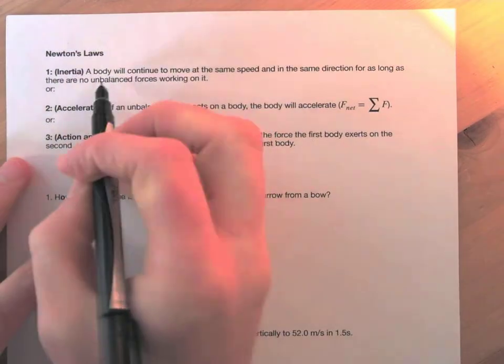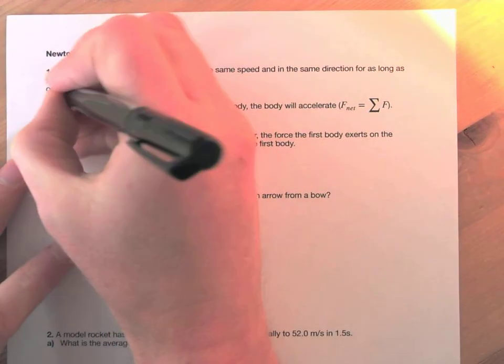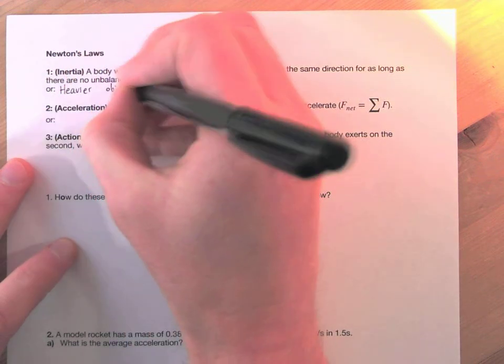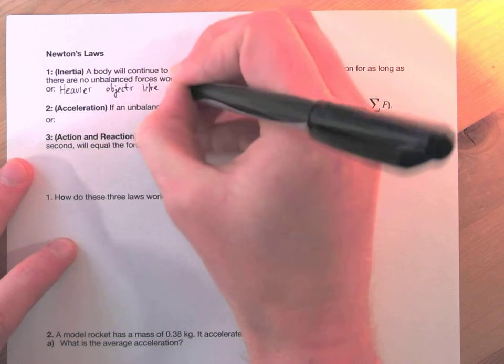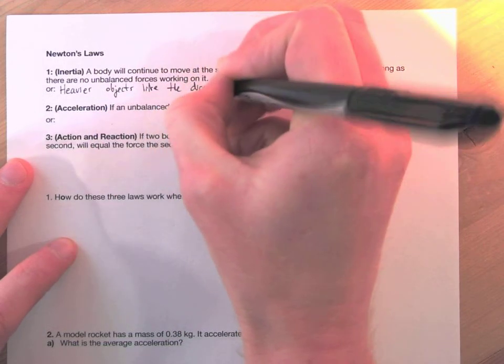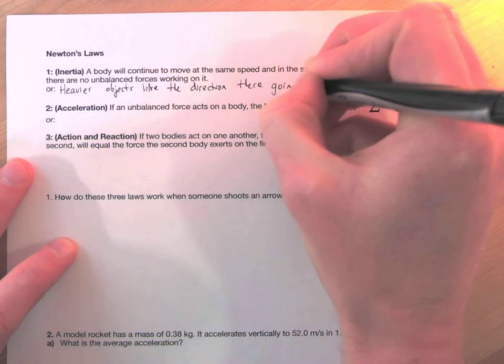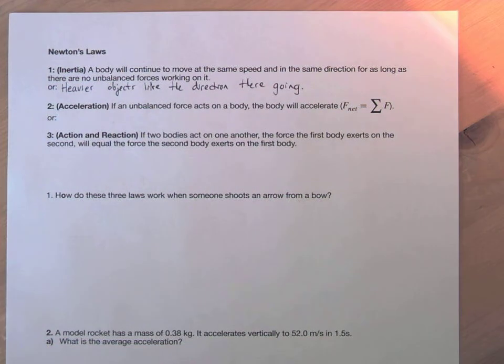Okay, so overall, heavier objects like the direction they're going. So for example, a big truck that's going at a certain speed, the faster it goes and the heavier it is, the more it will want to continue and the harder it is to stop it. Okay, so inertia is something that just wants to continue staying still or continue moving.